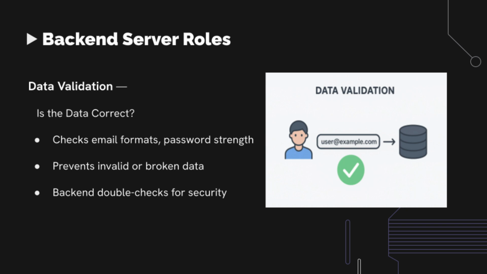Then data validation. Before saving anything in the database, the backend server checks if the data is in the correct format, like if the email format is valid or the password is strong. While basic validation can happen on the front end, that layer is not fully secure. Someone could bypass it. So the backend performs its own validation as a second layer of protection.